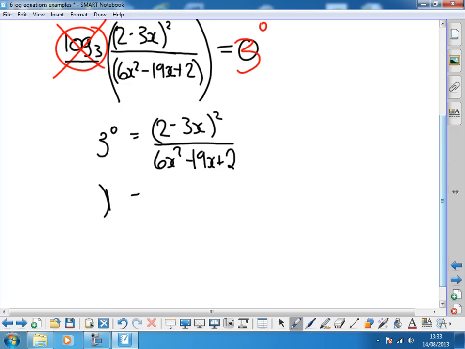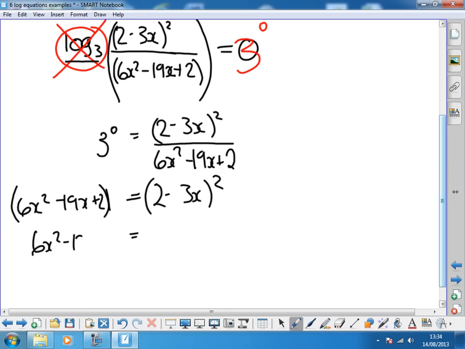So actually, I can just multiply everything by 6x squared minus 19x plus 2. And we're just into algebra, aren't we? 2 minus 3x all squared. So I'm going to have to multiply everything out now. 6x squared minus 19x plus 2 equals 4 minus 12x plus 9x squared. Yeah, 9x squared, good. At any stage when you're watching this, you can hit pause, try and finish it off yourself, and then unpause and check. 3x squared plus 7x minus 2 is 0.